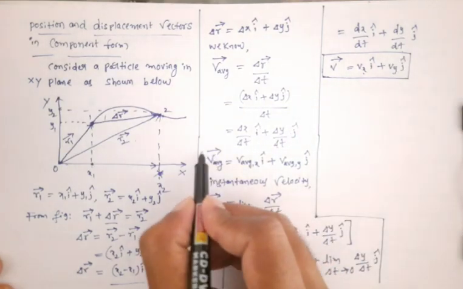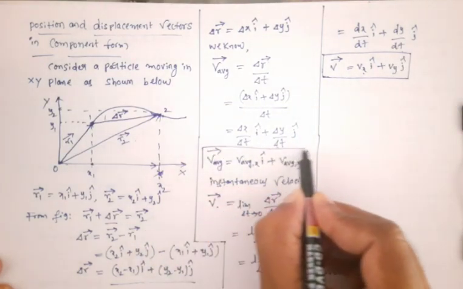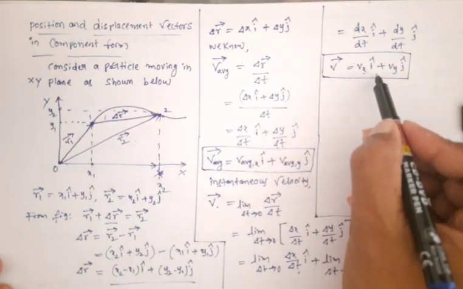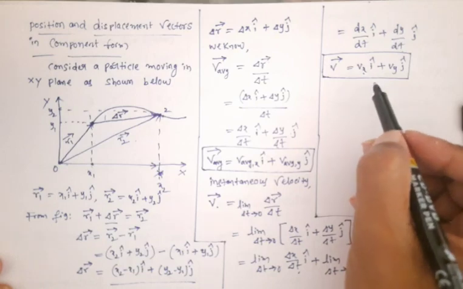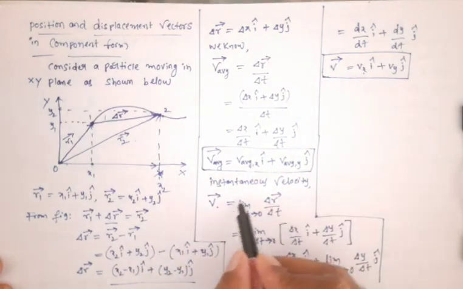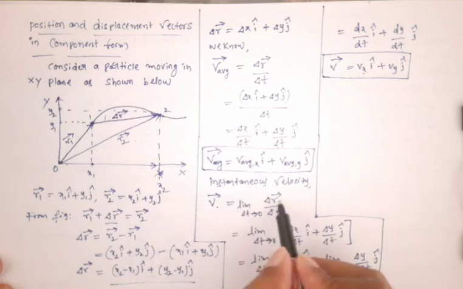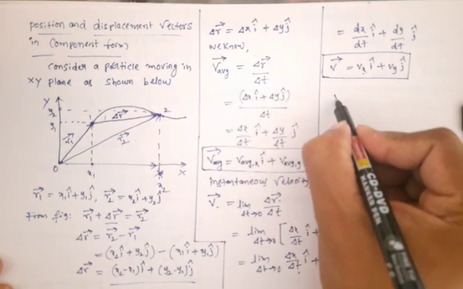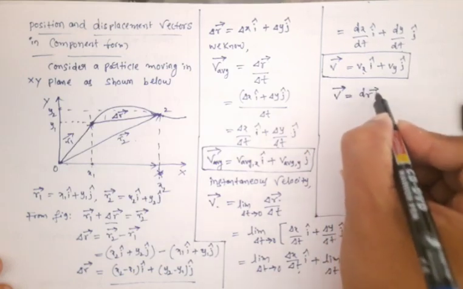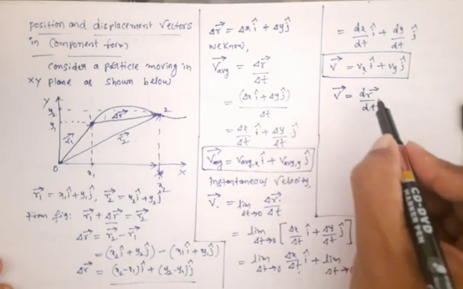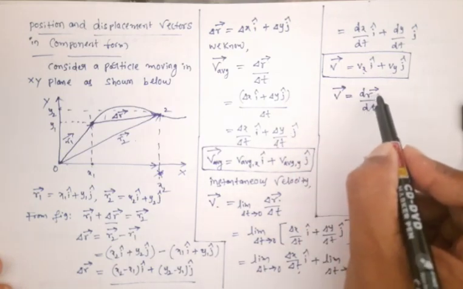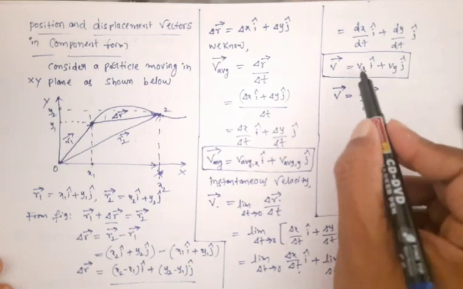So here we are writing for average velocity. This is the equation for average velocity, and this is the equation for instantaneous velocity. Or simply, if you apply the limit here directly, you can also write in terms of r, instantaneous velocity v is equal to dr bar by dt. Of course, r is equal to xi plus yj, right? From this equation we get this equation.